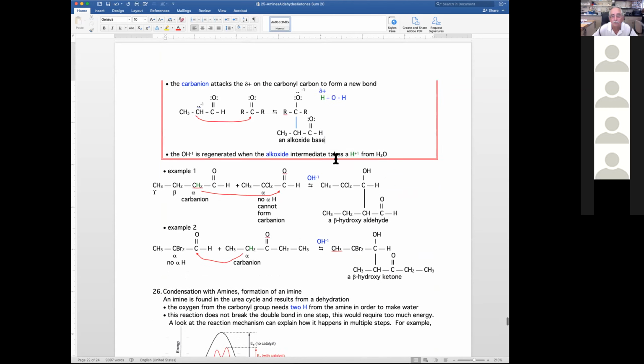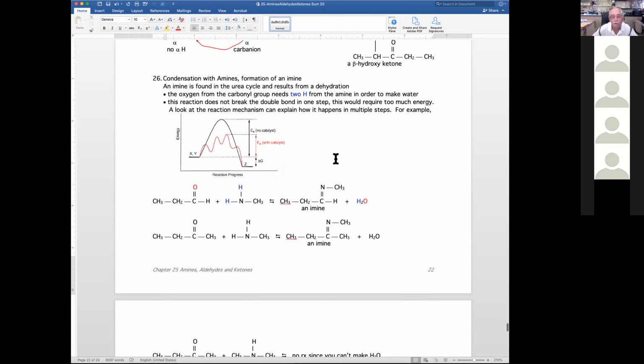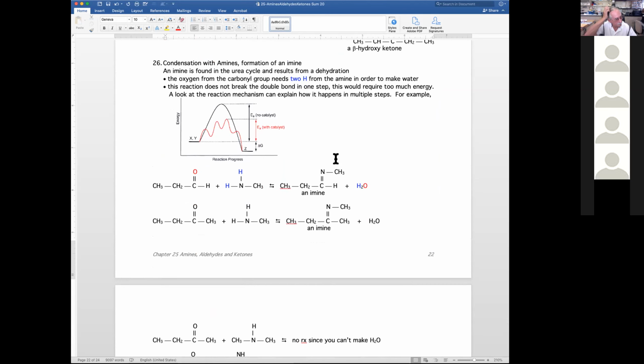Anyway, so yeah, some of the condensation reactions are a little bit complex. Life is a little bit complex too, isn't it?